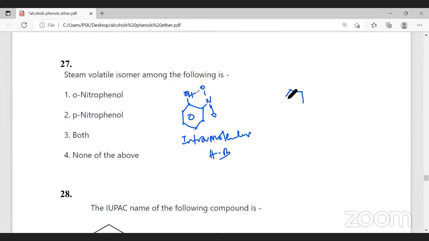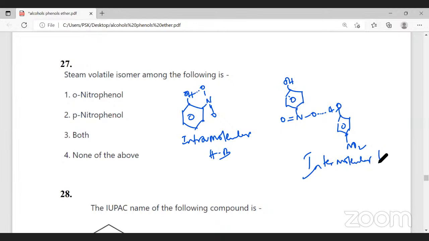Now, if we take paranitrophenol, we can represent paranitrophenol like this. One more paranitrophenol I will represent like this. This is O and H like this. This is NO2. So there will be hydrogen bonding formed between two different molecules. This kind of hydrogen bonding is called intermolecular hydrogen bonding. So here the boiling point of orthonitrophenol will be lesser than paranitrophenol.